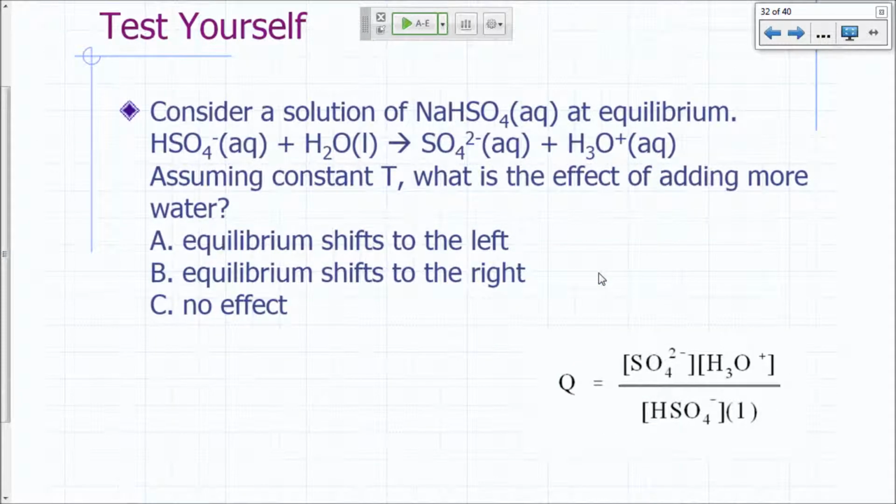Let's look at this. What happens if you add more water? Actually, I covered this earlier. So let's say you add water. Let's imagine you add enough water so you double the volume. Okay? Will it shift to the left or to the right?